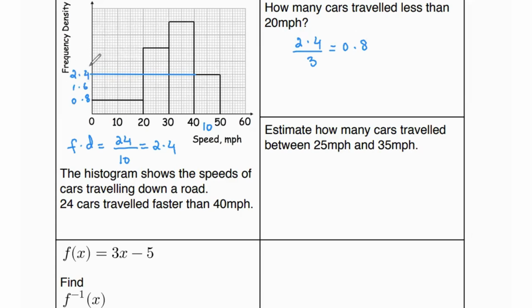So this is going to give us 3.2, 4, 4.8, 5.6. So now how many cars travel less than 20 miles per hour? Less than 20 miles per hour is this part. So that's 0.8. So frequency is frequency density times class width. So that's 0.8 times 20. And that gives us 16 cars.